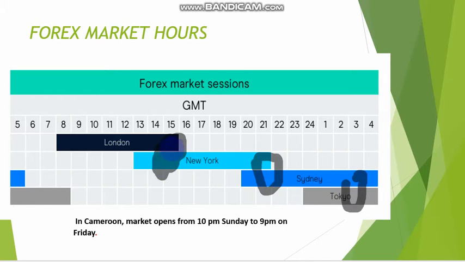But as a beginner, the best time to trade forex is the London and the New York sessions. Why do we choose these sessions? Because in the London and New York sessions, the market is very volatile. That means the market is moving.